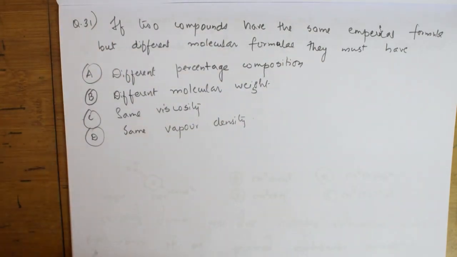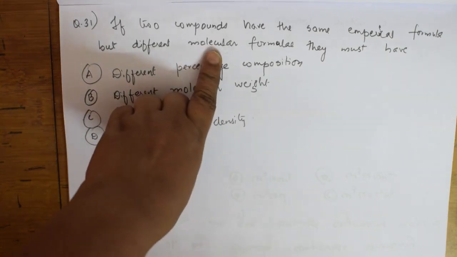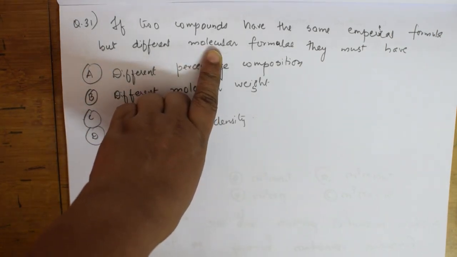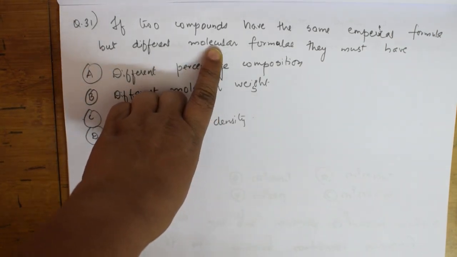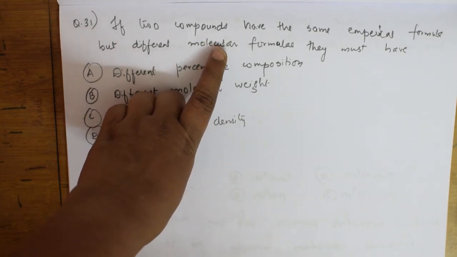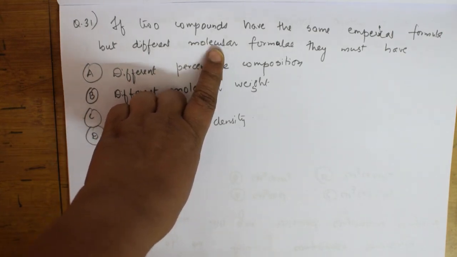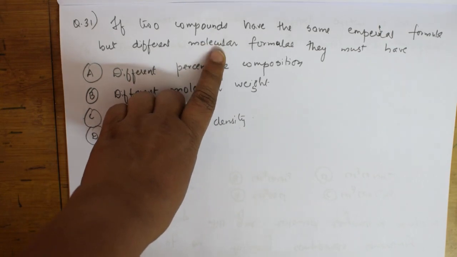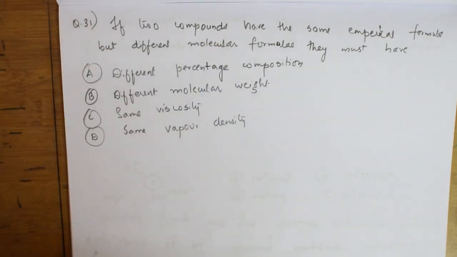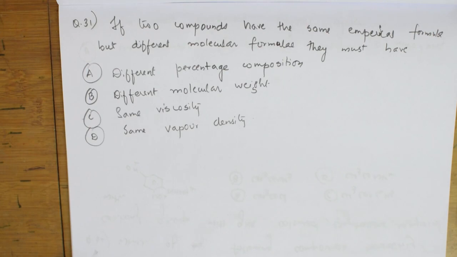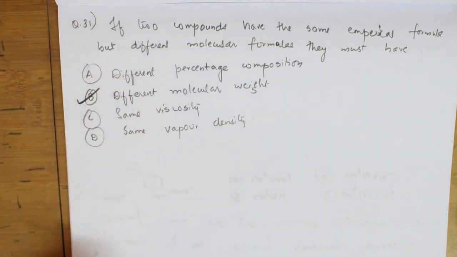Yes, right students? Once again, if the molecular formula is different, the number of atoms, meaning carbon may increase, hydrogen may increase, oxygen may be there. So if the molecular formula is different, then the molecular weight also will be different. Option B is the correct answer. So hope this is clear, students. Right, let me come back and do some more questions.